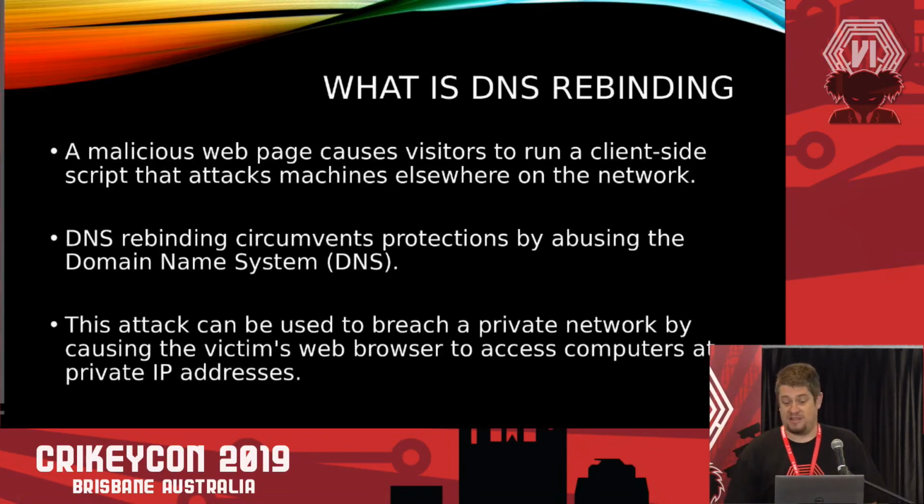DNS rebinding circumvents this protection by abusing the domain name system and essentially changing the IP address of the domain halfway through the attack. This attack can be used to breach a private network by causing the victim's web browser to access computers on private IP addresses inside the private network and return the results to the attacker. It can be used for spamming, denial of service attacks, and tons of other malicious activities.